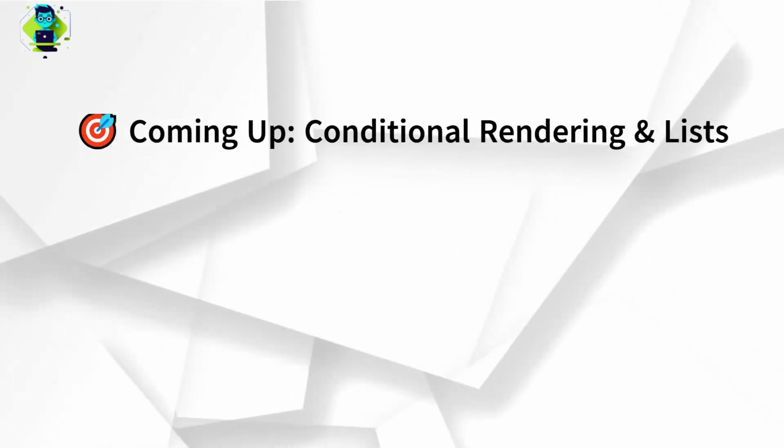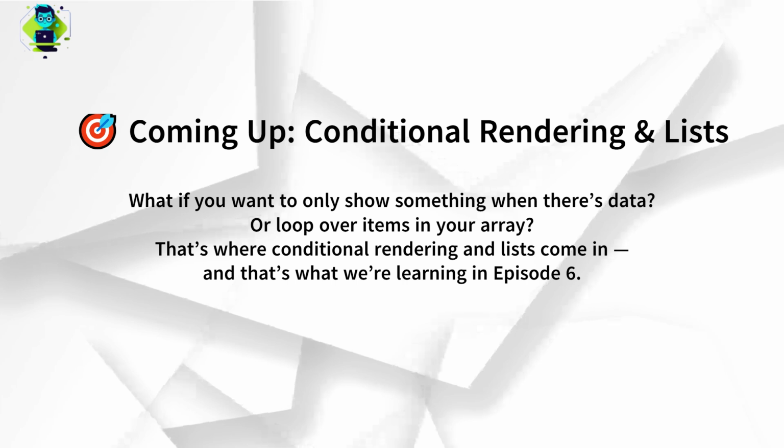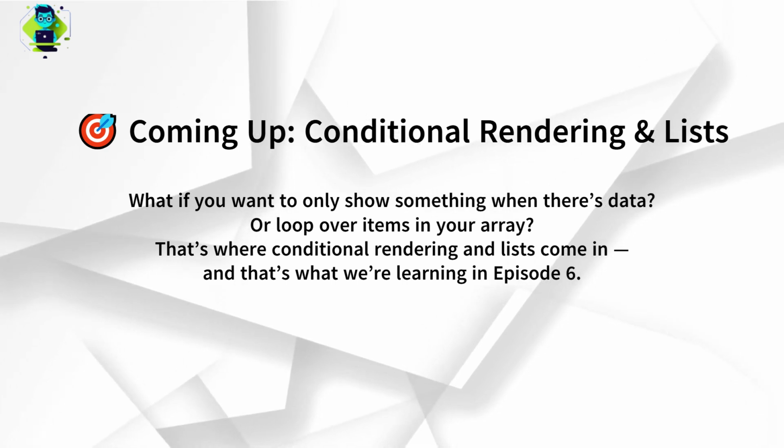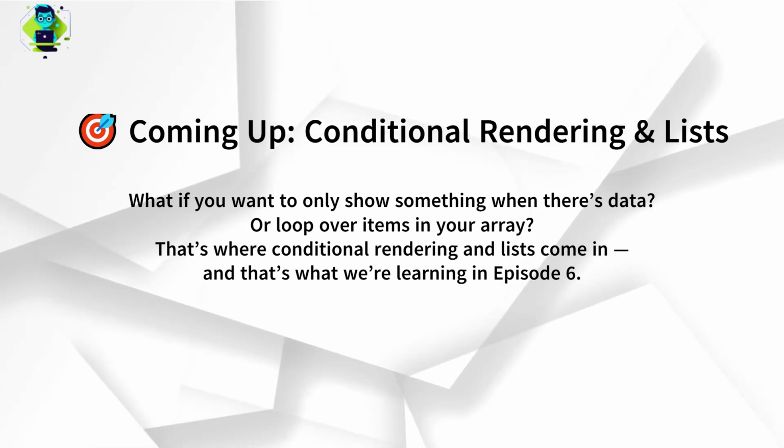Coming up next, conditional rendering and lists. What if you want to only show something when there is data, or loop over items in your array? That's where conditional rendering and lists come in. And that's what we are learning in episode 6.